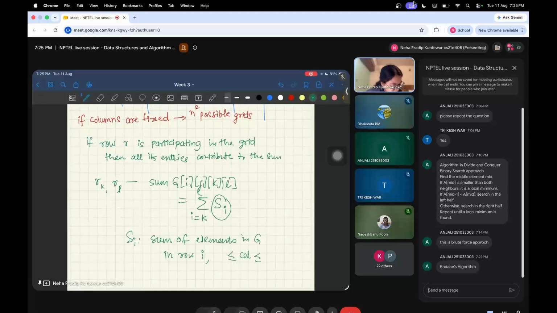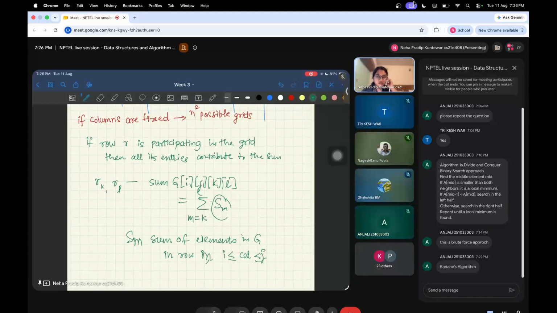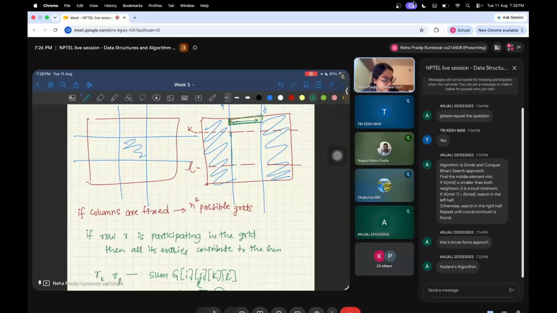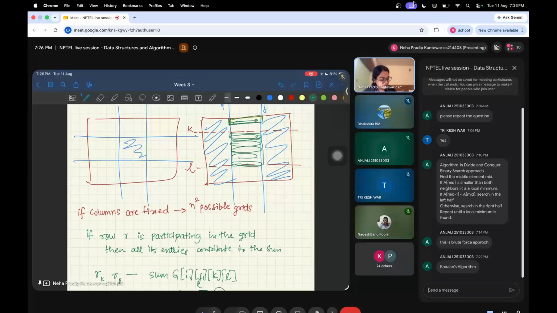Okay, sorry, I is a bad notation, I is overused, so let me call this M, row M and corresponding to columns I and J. So basically the sum of entries in this particular grid is nothing but the sum of entries in this row plus the sum of entries in this row and so on all the way up to here. That's what we are saying.